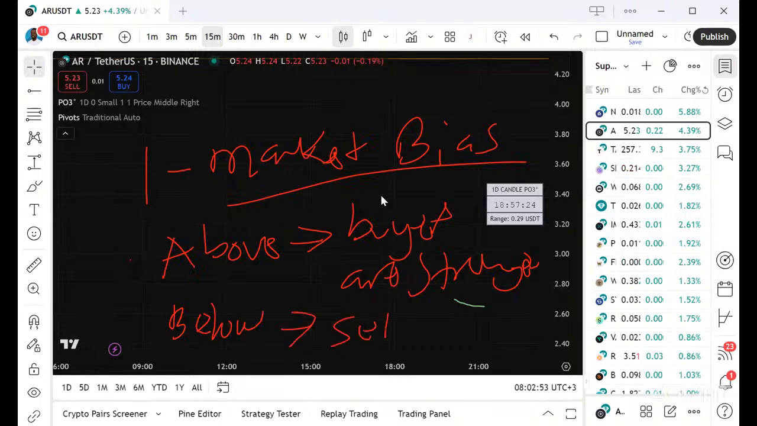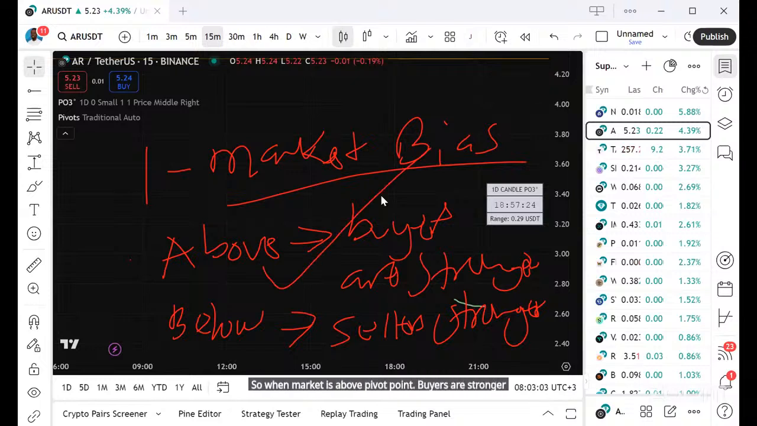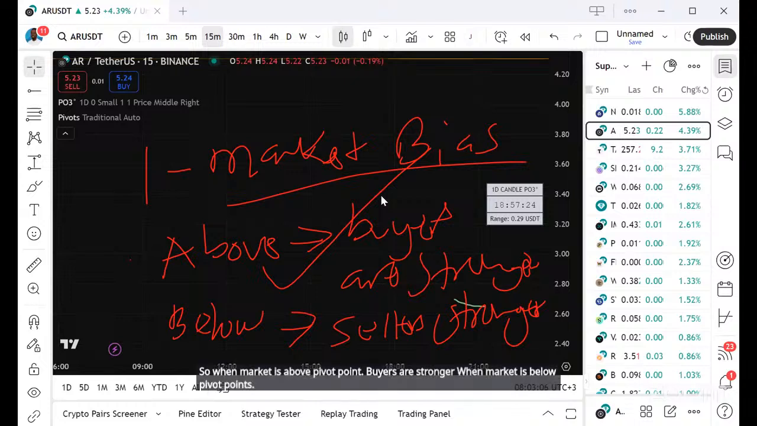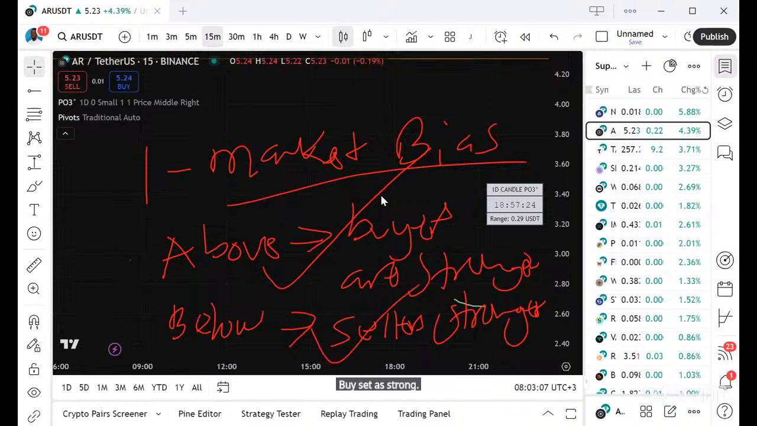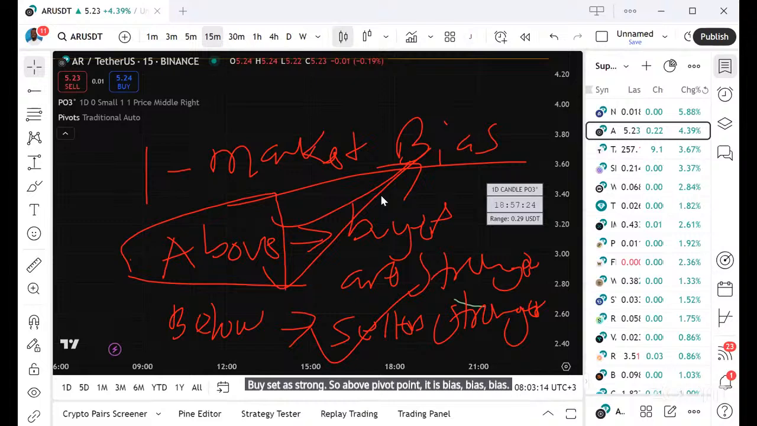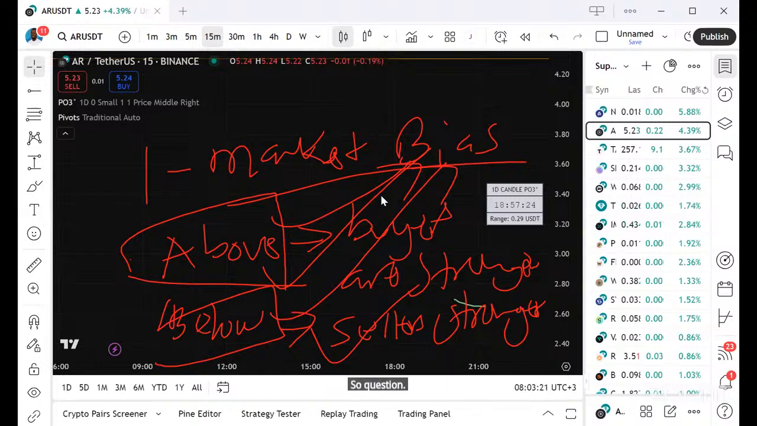Is that hard? You see, me, I simplify these things. So when the market is above the pivot point, buyers are stronger. When the market is below the pivot point, sellers are stronger. So above the pivot point, it is buyers bias. Below the pivot point, it is sellers bias. Is my point home?